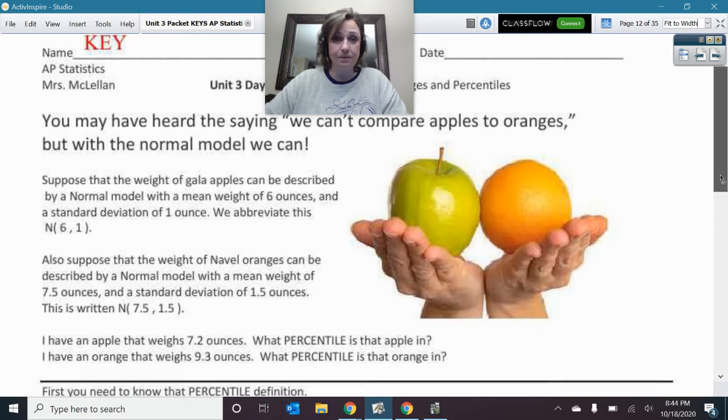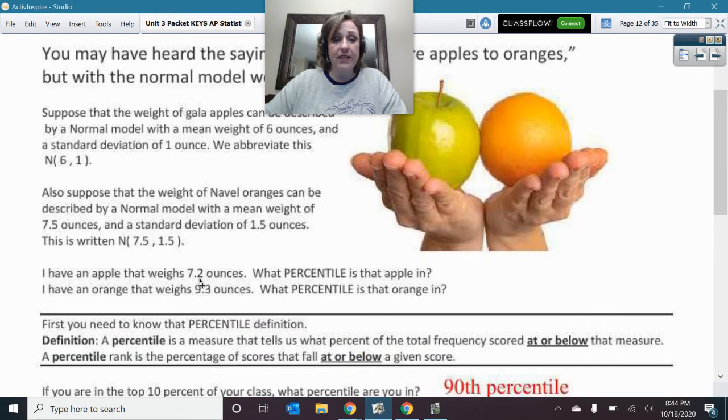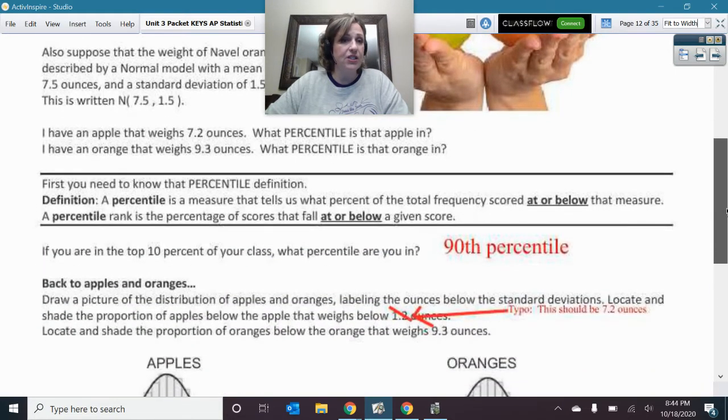So we're asked, if I have an apple that weighs 7.2 ounces, what percentile is that in? And the orange that's 9.3, what percentile is that orange in? Well, before we get started, let's get the definition of that term percentile, which we have not talked about yet. So, by definition, the percentile is a measure that tells us the percent of the total frequency, so the percent of how much total data is at or below that measure.